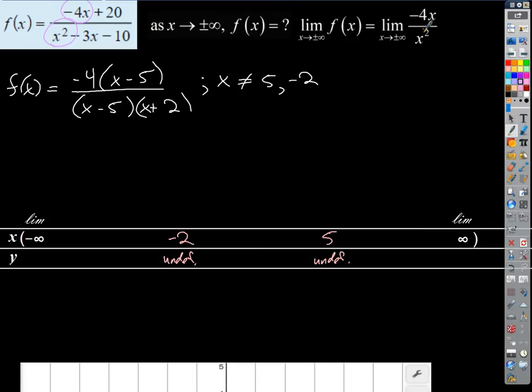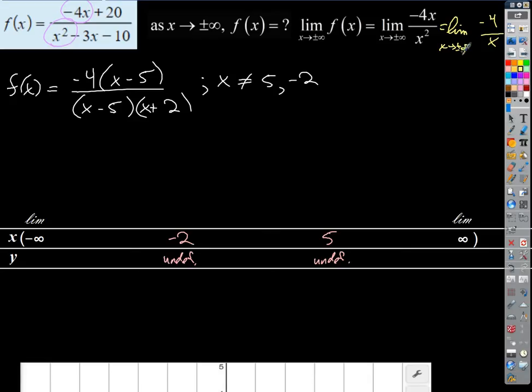And so we can just look at the ratio of those two terms. What does that simplify to? What is -4x divided by x squared? Okay, so that's going to become the limit of -4 over x.